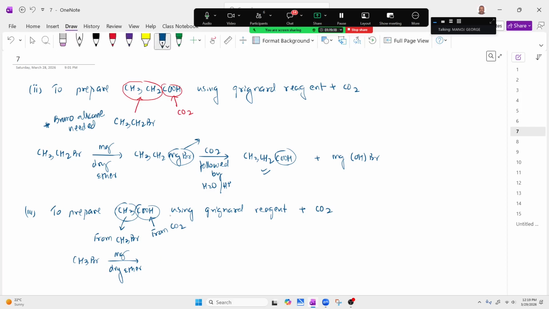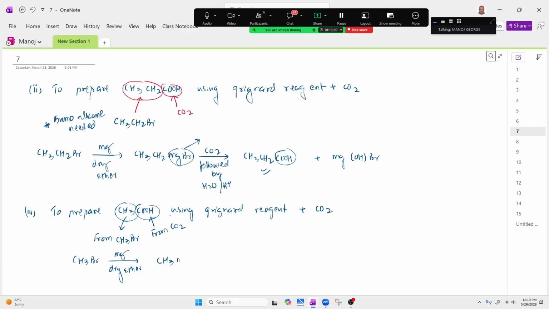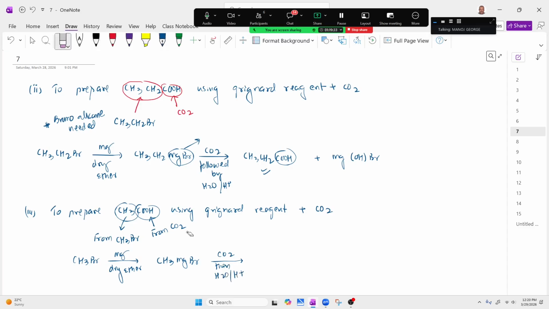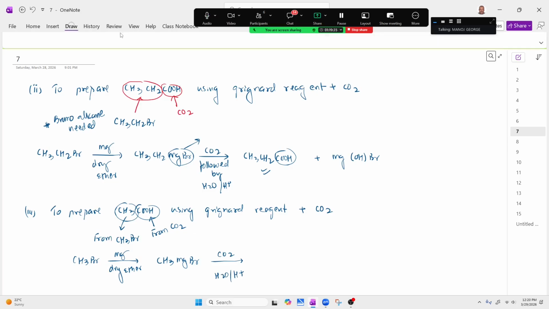and it's going to look like this. I have CH3MgBr, so that's my Grignard reagent, and then I need my CO2. Then we're going to do acidic hydrolysis. A better word is "followed by," not "then." I don't like that word. So, followed by.